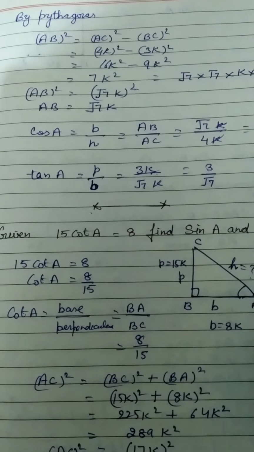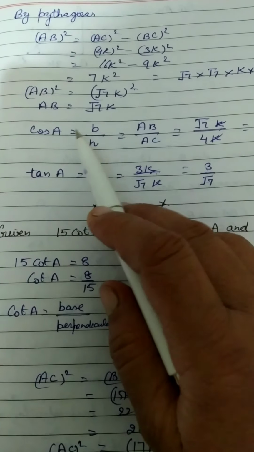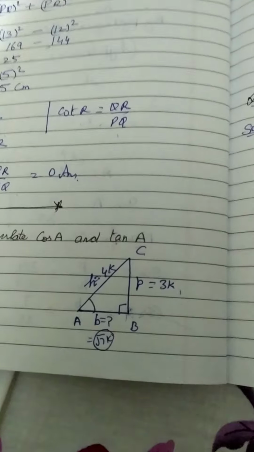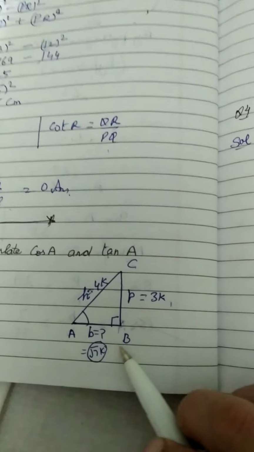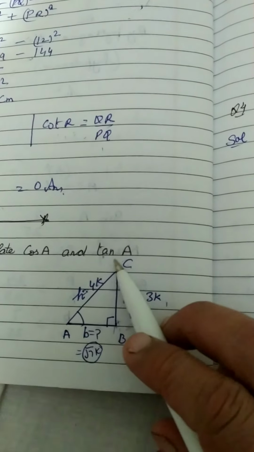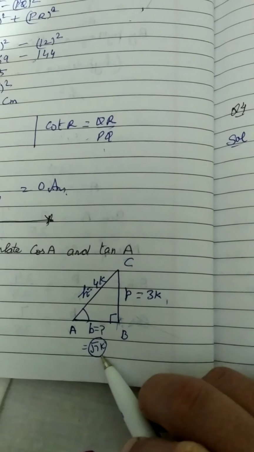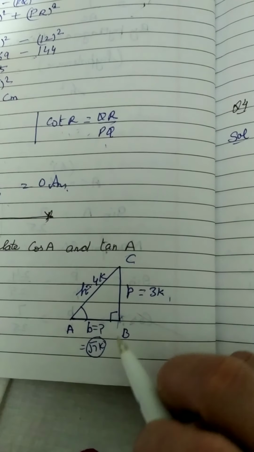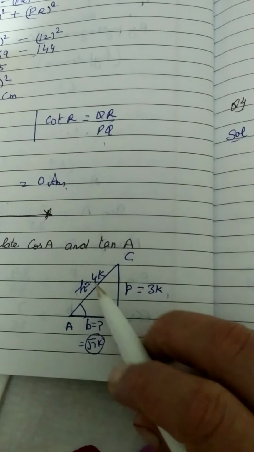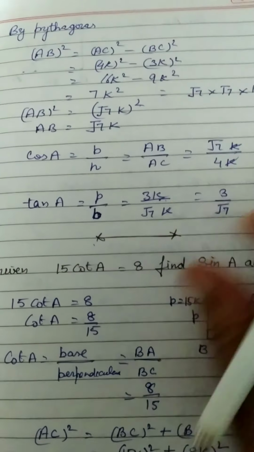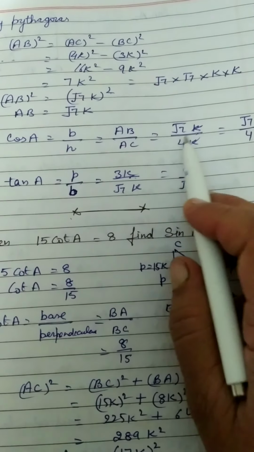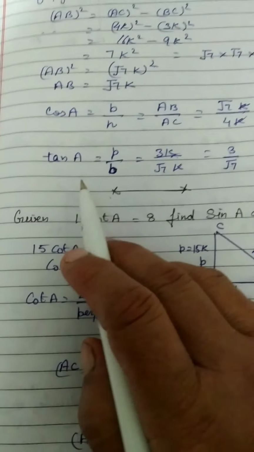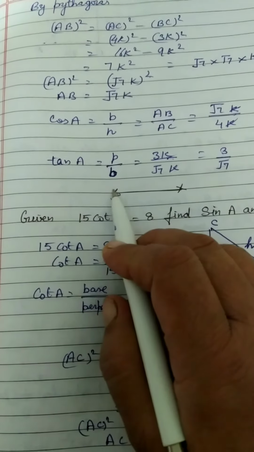Cos A is base upon hypotenuse. For this ratio, the base angle is A. If the base angle is A, then base is AB and hypotenuse is AC. AB we have got as square root 7K. Then cos A is equal to base upon hypotenuse, meaning square root 7K upon 4K, which is square root 7 by 4.